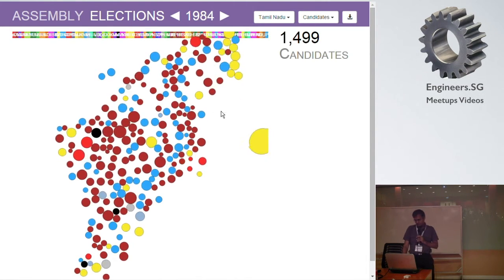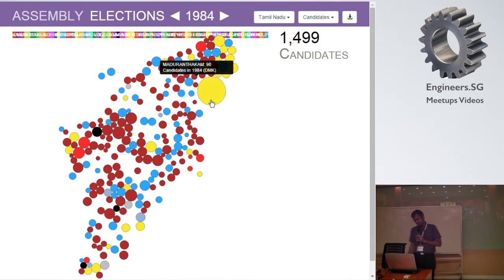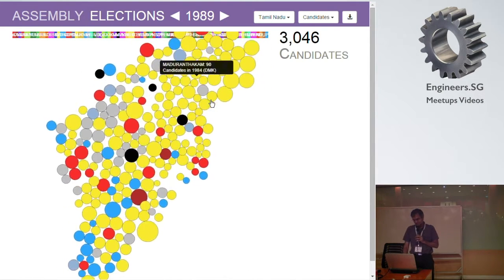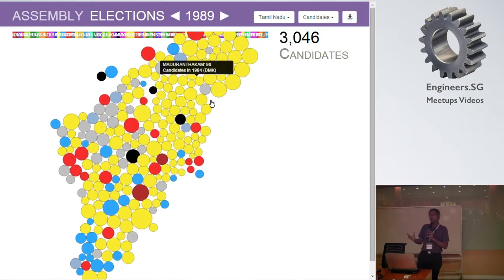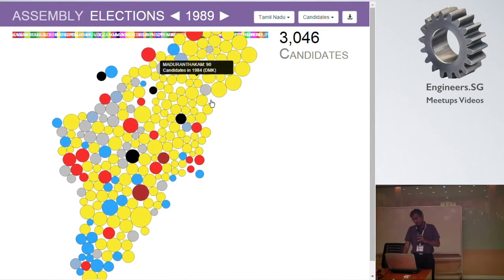Strange things come out of explorations like this. For instance, this constituency had as many as 90 candidates standing for elections. At this point, it's no longer a small ballot sheet that you have to fill. It's more like a ballot booklet that you have to flip through to find the right candidate. And in 1989, there's a sudden spurt of participation. Why did that happen?